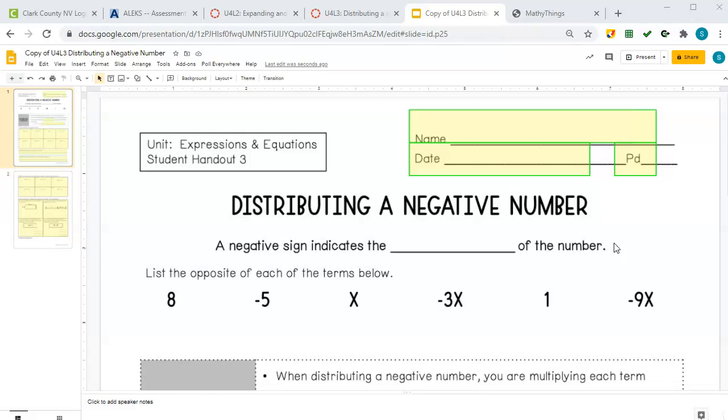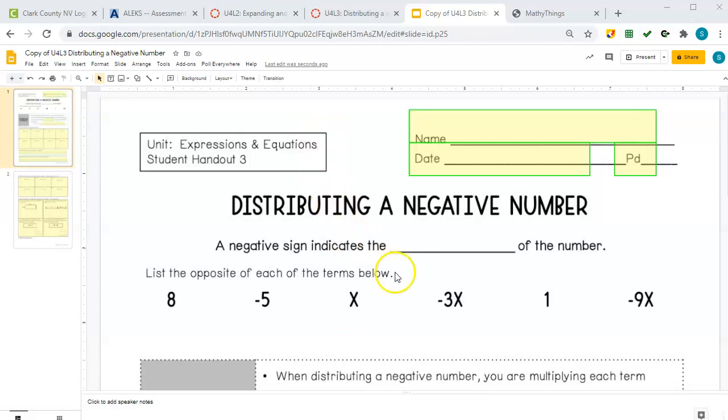We're going to put your knowledge of integers to good use today, because one of the things that people struggle with the most is dealing with negative coefficients and negative numbers. So we're going to talk about distributing with a negative number.